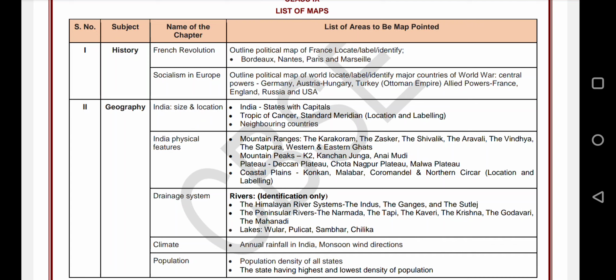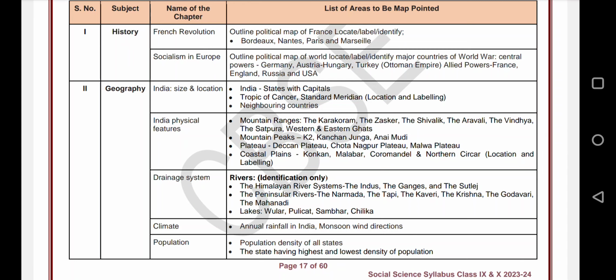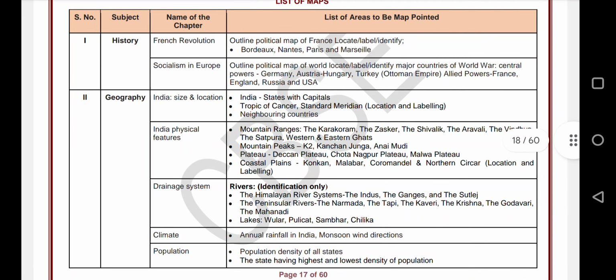Then in socialism in Europe you have places from the World War, like the Central Powers, Germany, Austria-Hungary, Turkey, Ottoman Empire, and the Allied Powers, France, England, Russia and USA. So you will be marking all these on the world map. You need to practice a lot, otherwise you will not be able to do these two maps. So these are going to be technical.